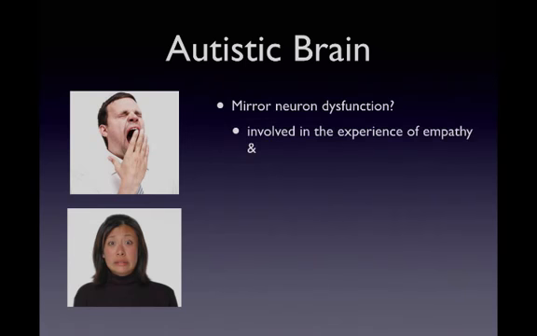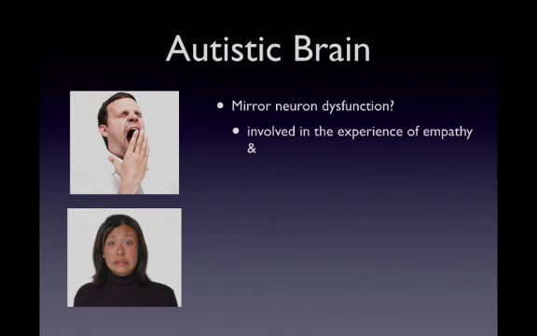So one hypothesis is that people with autism have dysfunction in their mirror neurons, or maybe a deficiency of mirror neurons. And mirror neurons are neurons in the brain that are thought to be involved in our experience of empathy because they actually fire when we see somebody else doing something. Mirror neurons fire when we see other people engage in behaviors, and they're thought to be partly responsible for our ability to feel empathy because the firing of our mirror neurons allows us to vicariously experience what another person is experiencing at the same time.